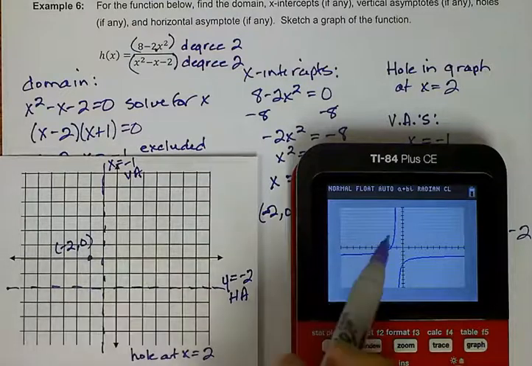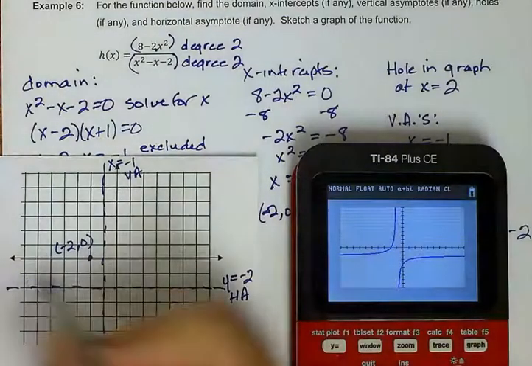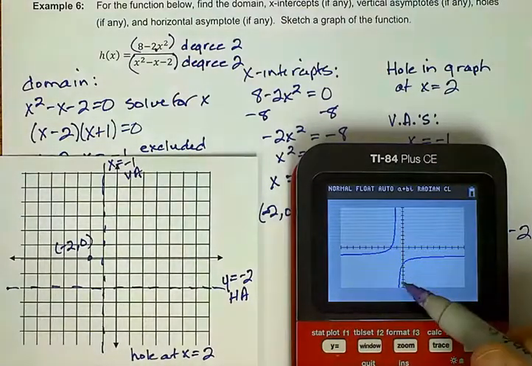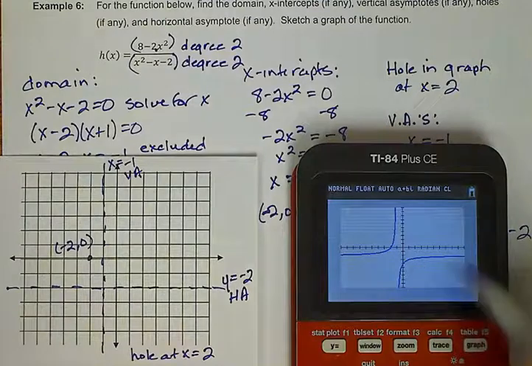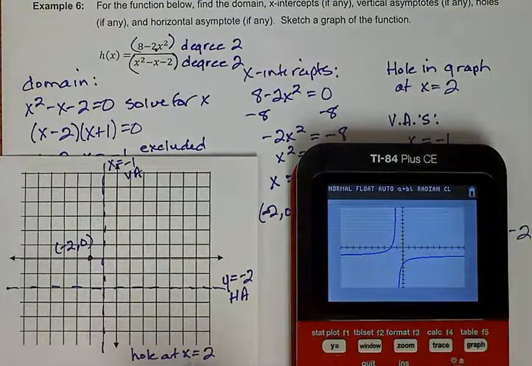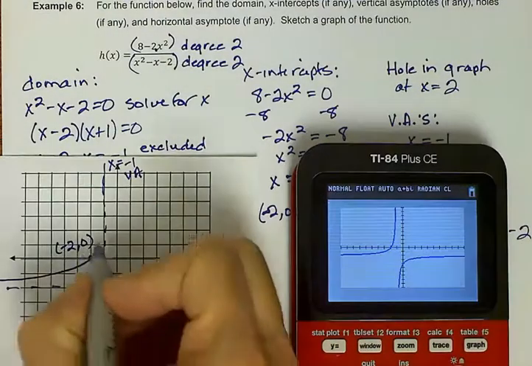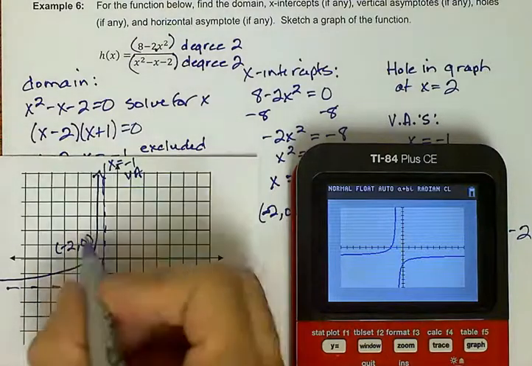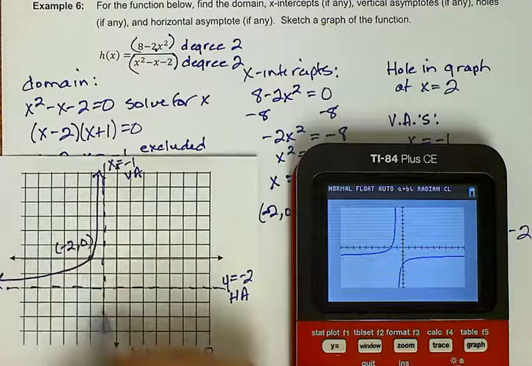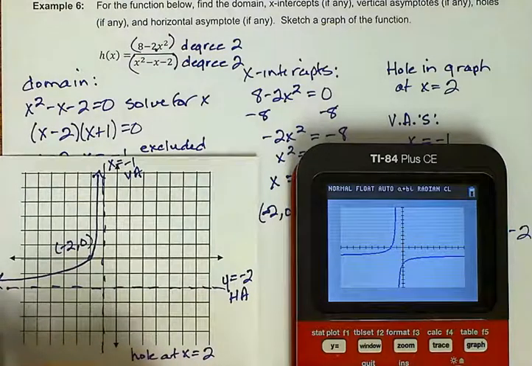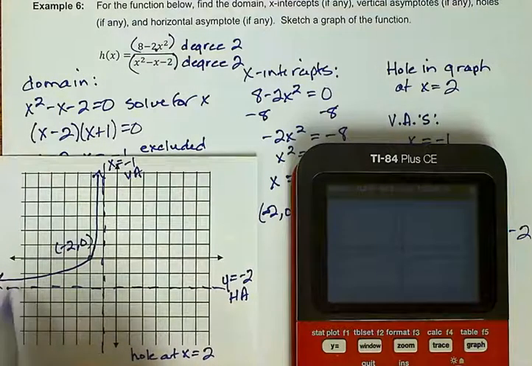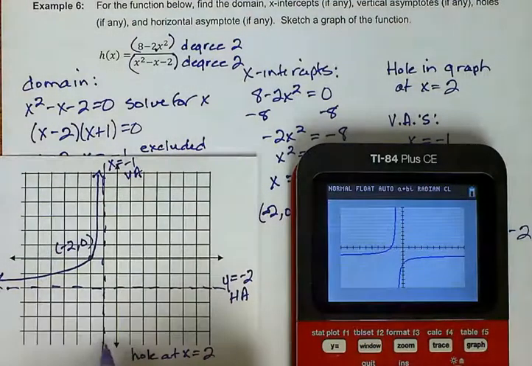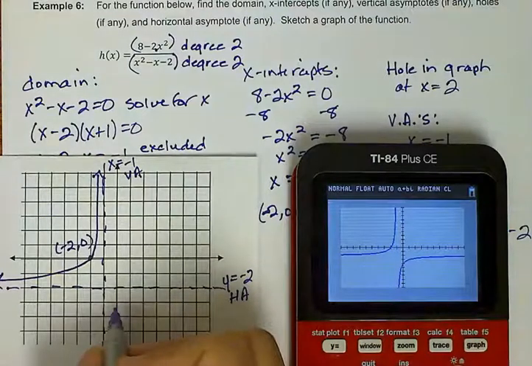Now I can fill in the graph from what I see on my calculator. And as I'm doing this, when I get to the part of the graph where x is equal to 2, I have to remember to put the hole in. So as I get close to the vertical asymptote on this side, my graph is going up towards infinity. On the left end, my graph is going down towards the line y equals negative 2. And then on this side of my vertical asymptote, my graph is going down towards negative infinity.